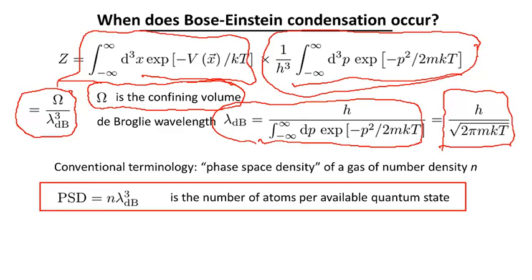Now, the conventional terminology in this field is to measure quantum gases in terms of their phase space density, which is, if you have a gas with a given number density, say number of atoms per cubic centimeter, then the phase space density is a pure number. It's the product of the density and the cube of the de Broglie wavelength. And it has the interpretation of being the number of atoms that exist in the sample per available quantum state.